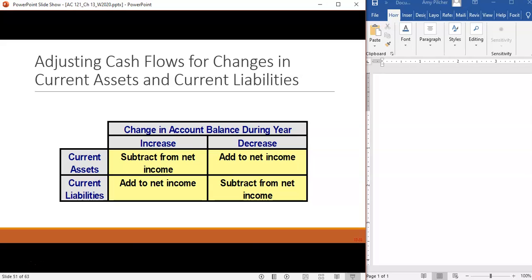We're going to look at our current assets and our current liabilities accounts. If we have an increase from one year to the next in our current assets, we're going to subtract that amount. And if it's a decrease, we're going to add that amount. It's the opposite for the liabilities accounts. This is another slide that is just nice to have on hand as a good reference to help you remember if you're going to add or subtract from your net income when you're doing the indirect method for the statement of cash flows.